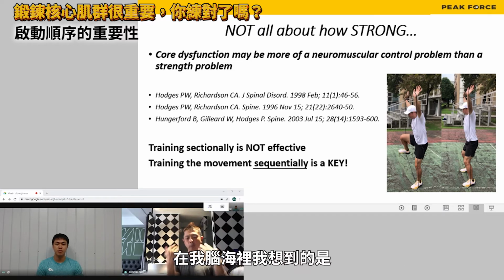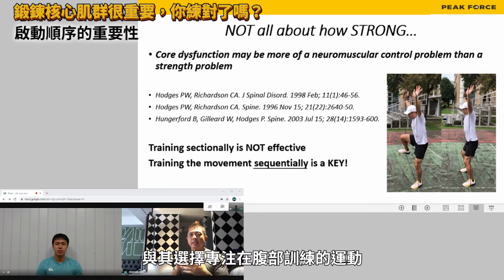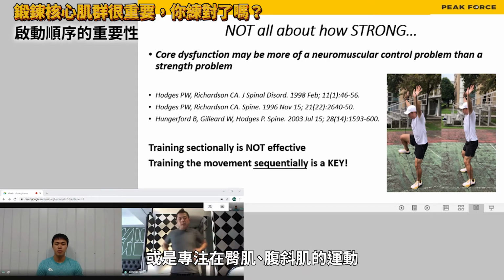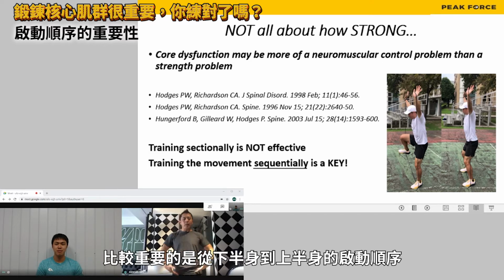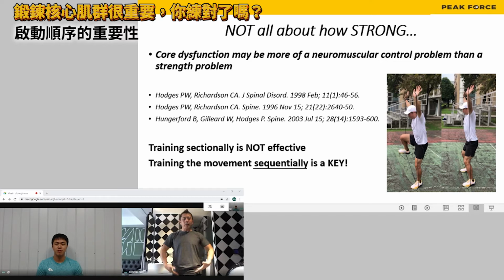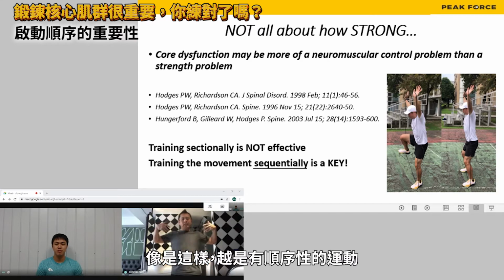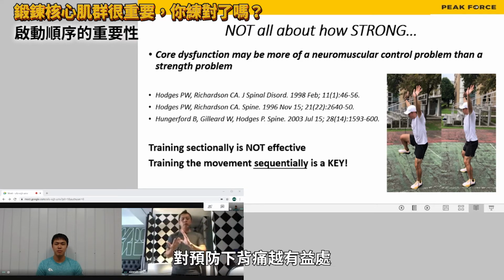So in my mind, when I think about this, instead of choosing exercises to focus on here, or focusing on the glutes, or focusing on the obliques, instead of thinking that way, it's more the sequence pattern from the lower body to the upper body, proximal to distal, something like that. More sequential exercise is more beneficial in order to prevent lower back pain.